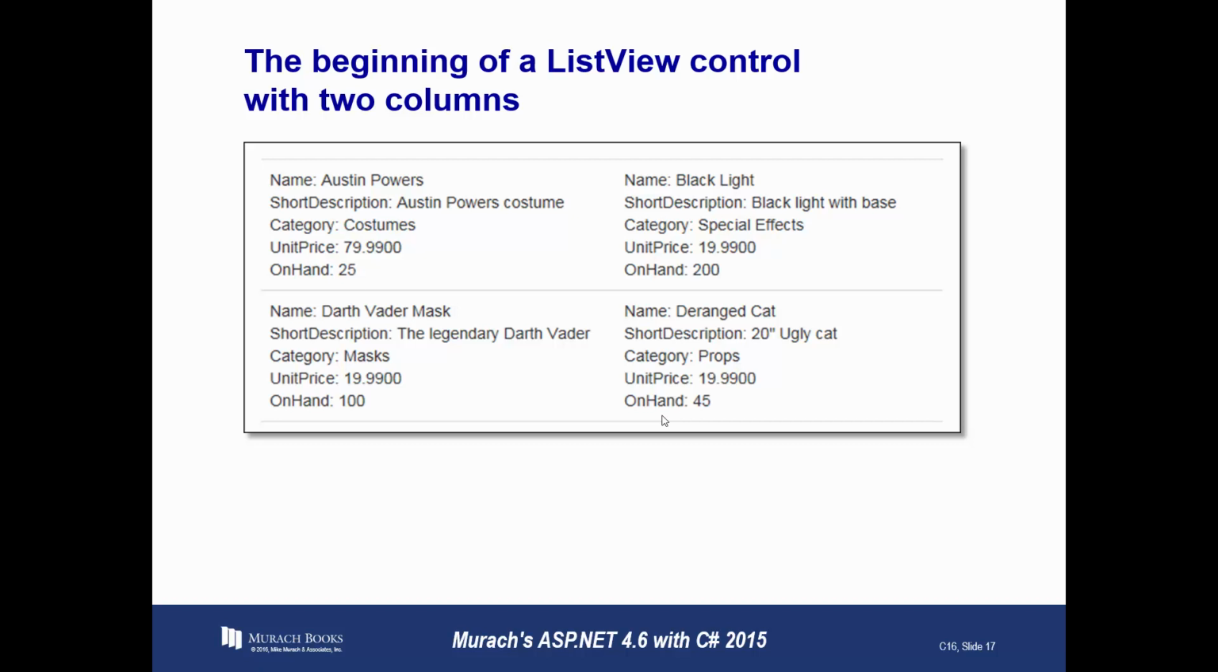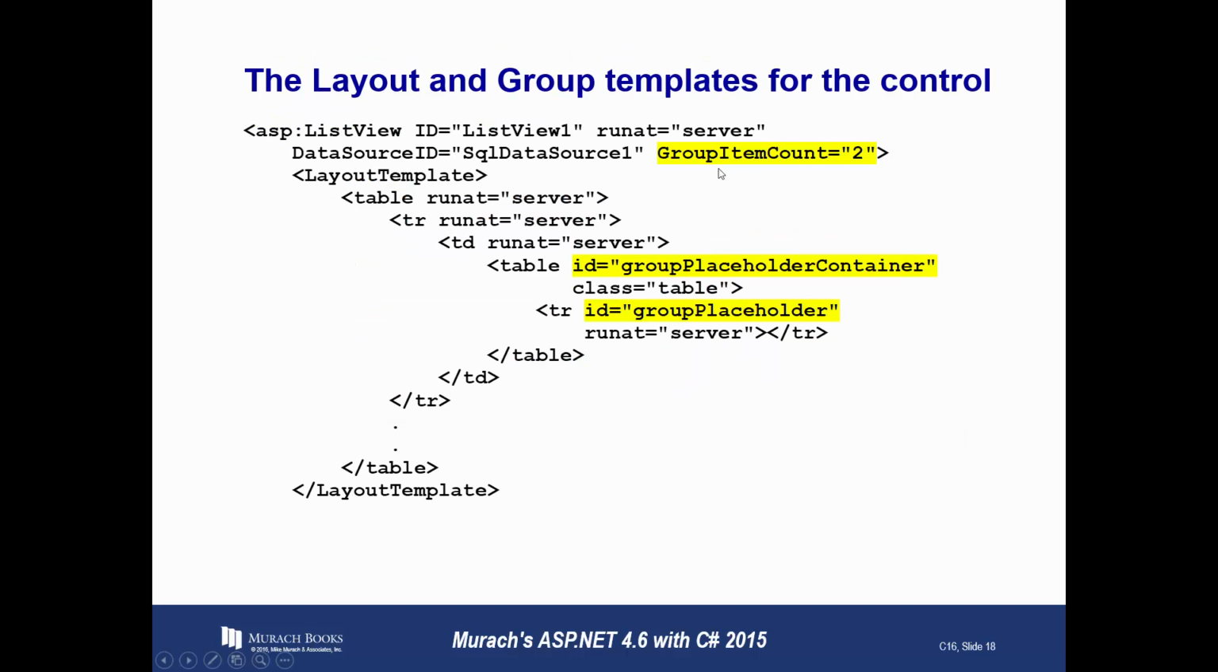The easiest way to do this is to select the tile layout from the Configure List View dialog box. When you do that, the layout and group templates like this are going to be generated, and it's what you see here, along with the code that's shown on page 583 in the book. Again, to determine the number of columns in the group, you set the group item count, which here is set to 2, or whatever number you want to set it to.